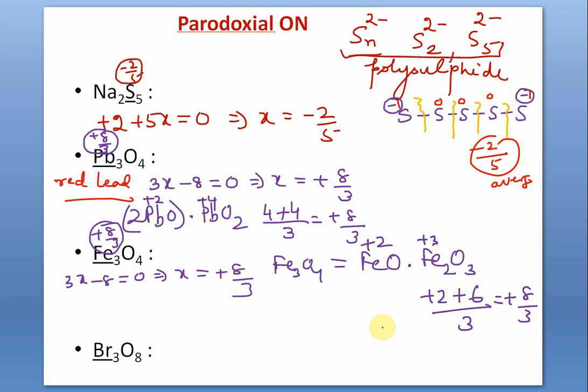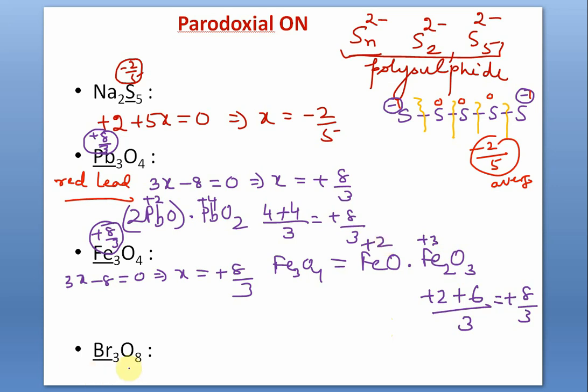But none of the iron atoms has an oxidation number plus 8 by 3. One has +2 and 2 have +3 each. You understood what I am talking of? Paradoxical ON. By rule method you will get some value which will be unconvincing to you. So that is a paradox.